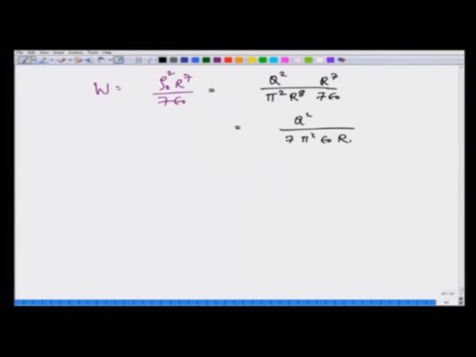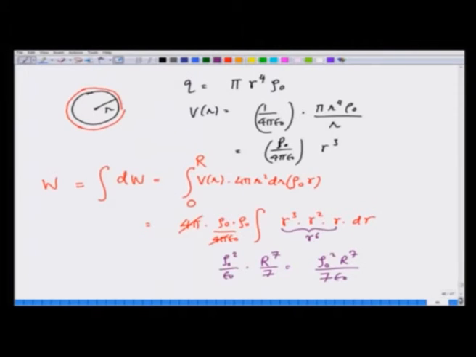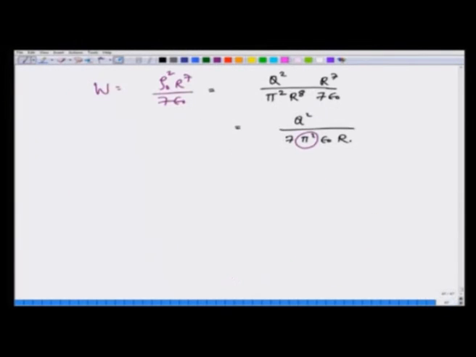Just a correction, I am getting this extra factor of pi squared here, let me check where I get it from. This is coming from here, this pi I forgot to take in. So, there will be a pi in each of these places, and therefore, the final answer is q squared over 7 pi epsilon 0 r, that is the right answer.